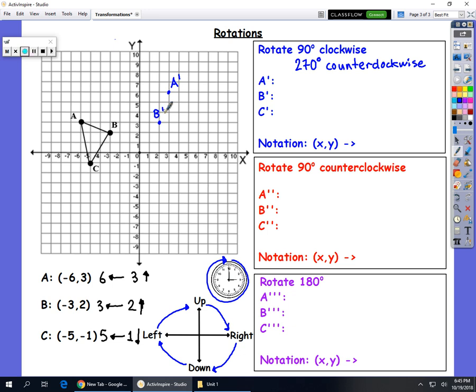Finally for C, 5 left and 1 down. Instead of 5 left, I'm going 5 up. And instead of 1 down, I'm going 1 left. So I'm going 1, 2, 3, 4, 5 up, and 1 left. That is C prime. I should have written B over here. All right, so connect this triangle here.